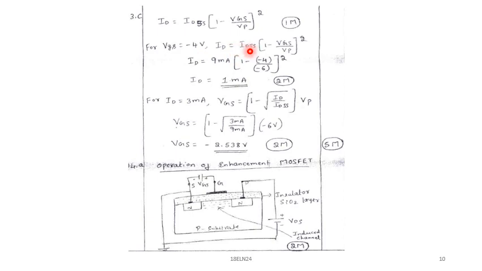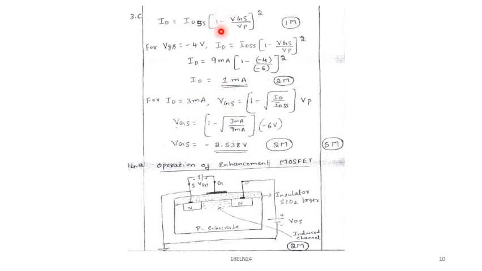The ID is equal to IDSS 1 minus VGS by VP whole square. And VP is given as minus 6. So substitute that 9 into 1 minus 4 divided by minus 6 square, and you'll get the answer as 1 milliamps. Next, ID is given. Just use ID is equal to 3 milliamps and find out VGS.